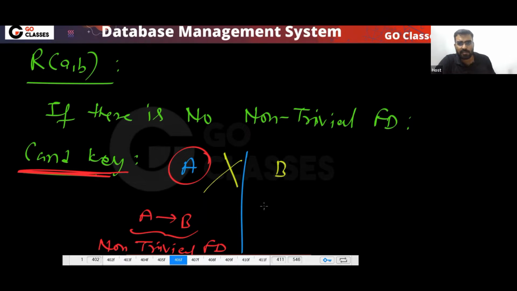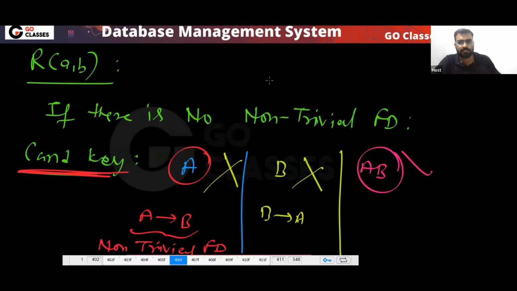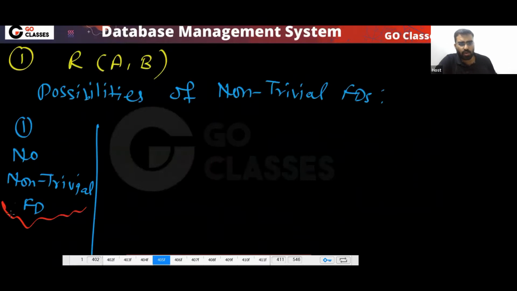The same logic: this also cannot happen. What about this? This is correct. So in this situation, the candidate key will be AB. If you don't have any non-trivial FD, no problem. Your relation will be in BCNF. There is no BCNF violation.